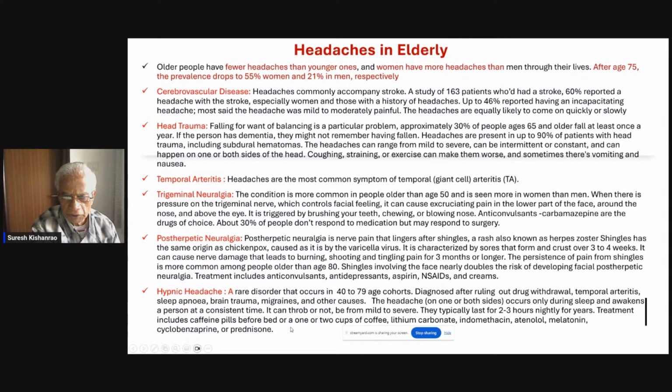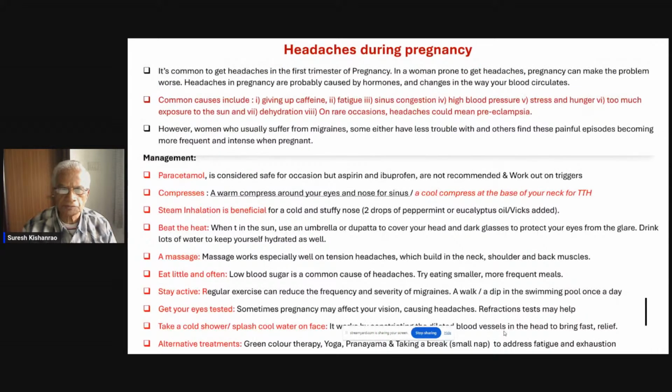Then there is what is called the hypnic headaches, which affect people of about 40 to 80 years. It requires ruling out drug withdrawal. Sometimes if you withdraw a particular drug they have been using, they may get headache.